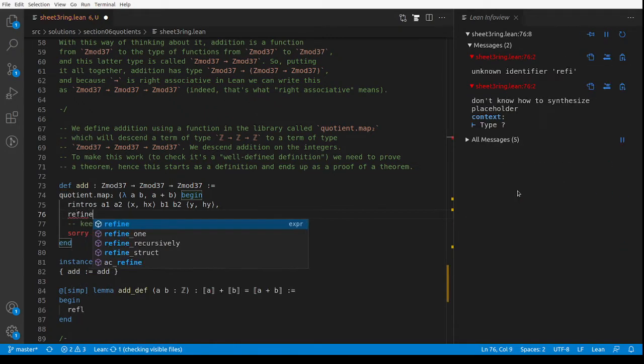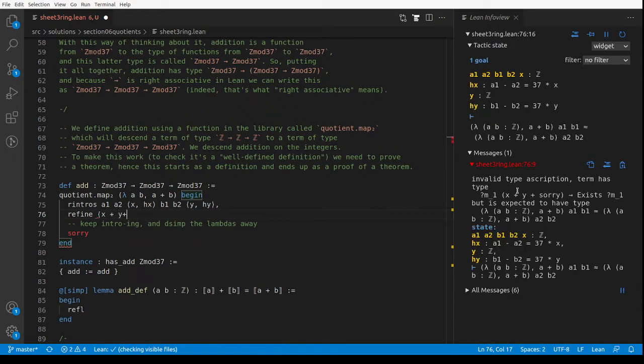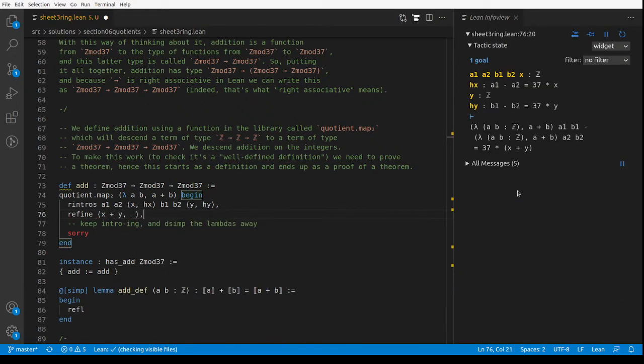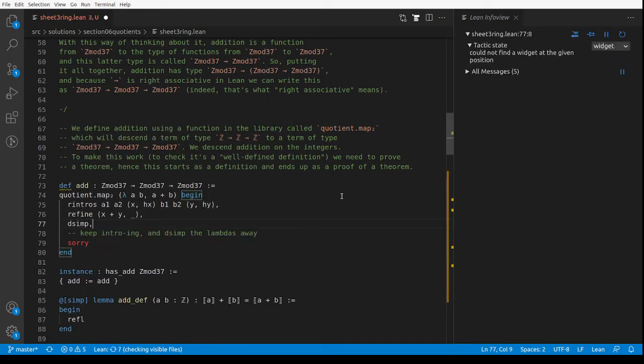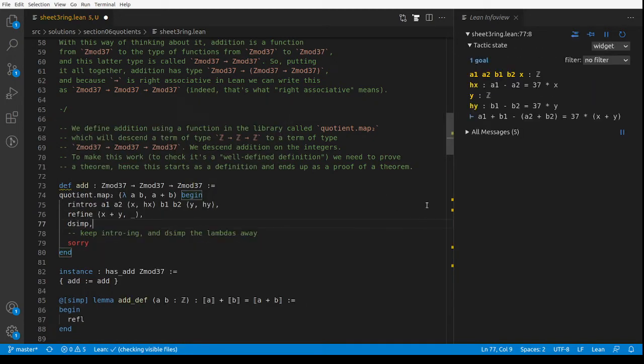We could do refine X plus Y, comma, underscore, because refine is actually the use. It's decent, but it's still a mess. So now what we've got to do, we want to use 37x and 37y. So I guess what we should do is we should just rewrite distributivity. We should rewrite mul_add.